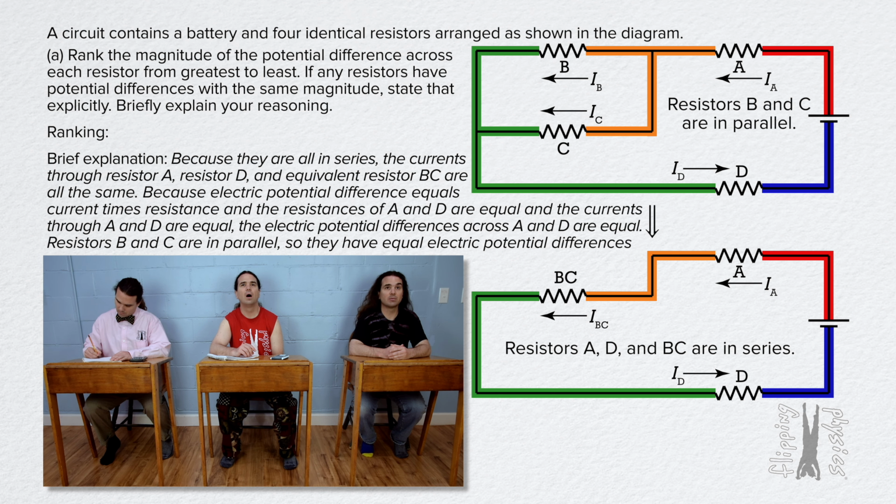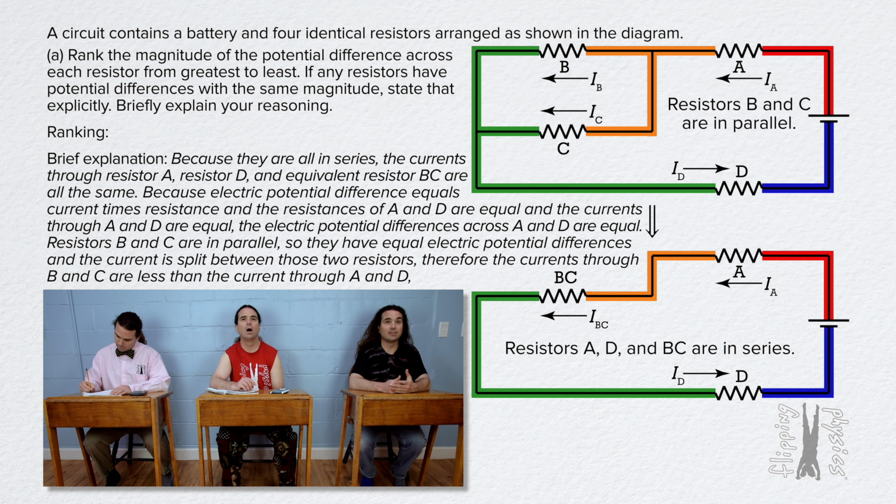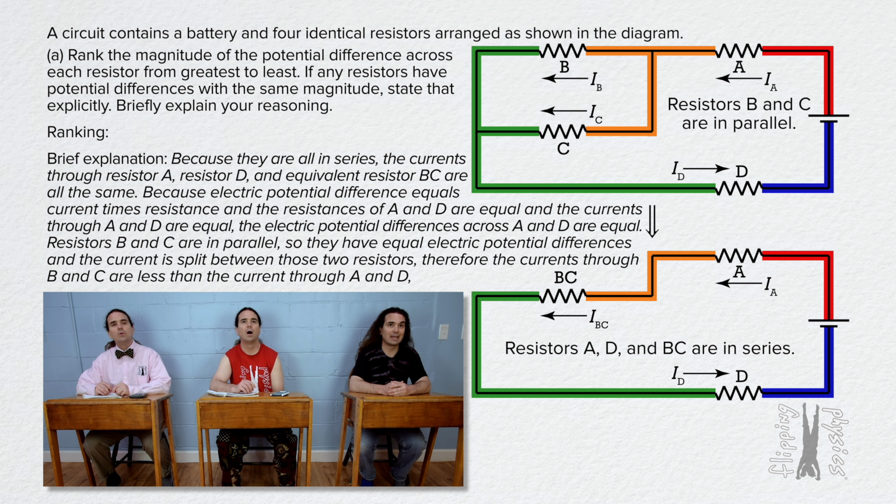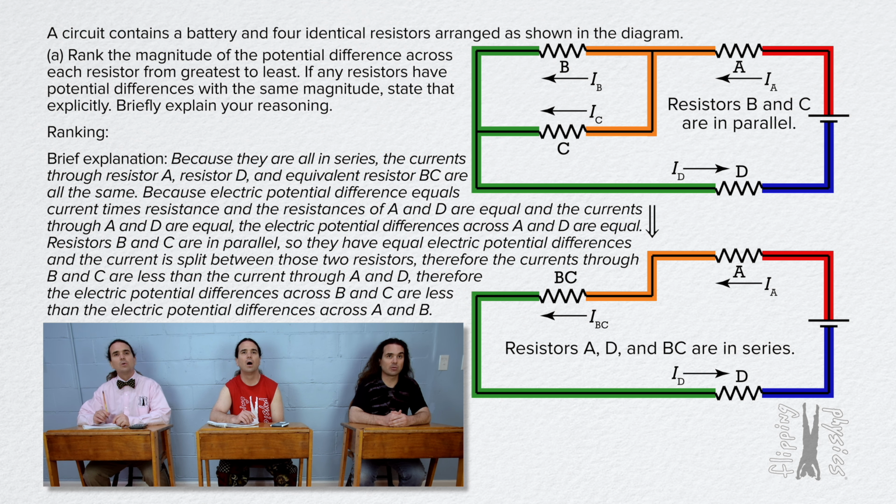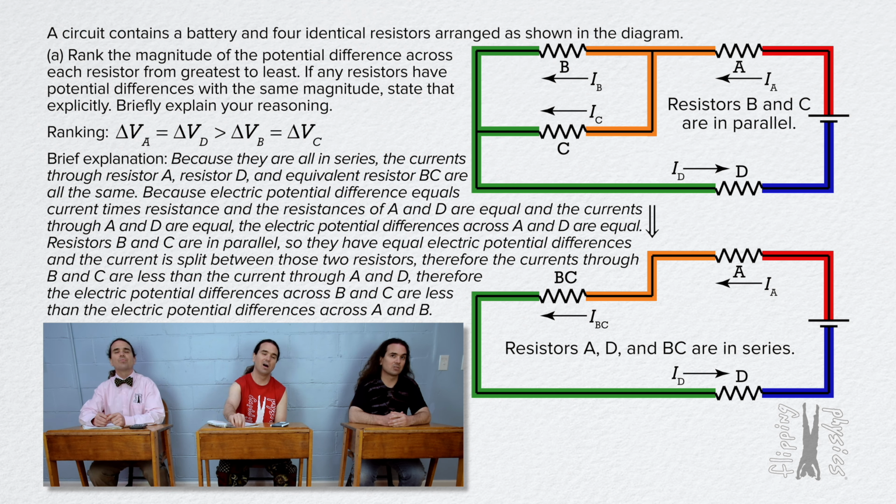Resistors B and C are in parallel, so they have equal electric potential differences. And the current is split between those two resistors. Therefore, the currents through B and C are less than the current through A and D. Therefore, the electric potential differences across B and C are less than the electric potential differences across A and D. And then write for our ranking, electric potential difference A equals electric potential difference D, which is greater than electric potential difference B, which equals electric potential difference C.